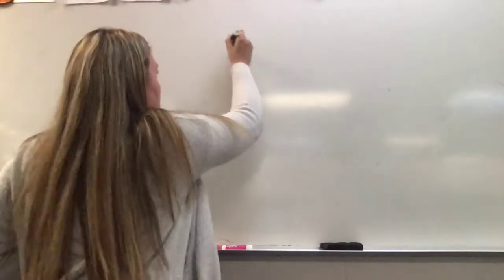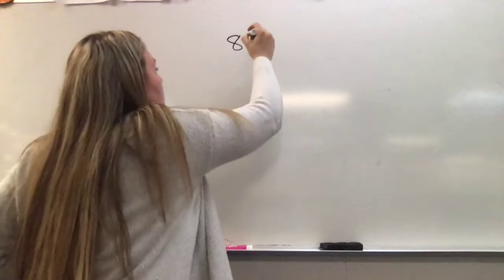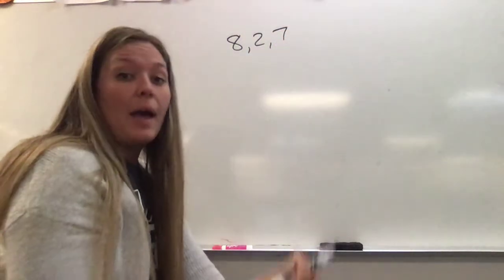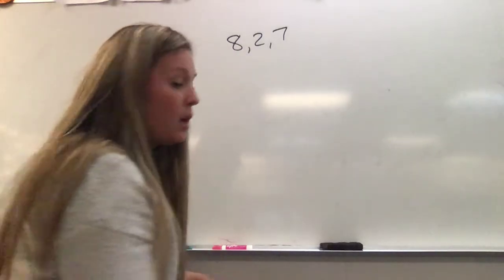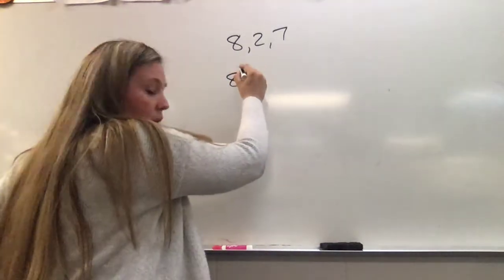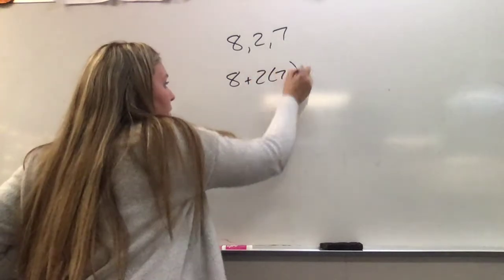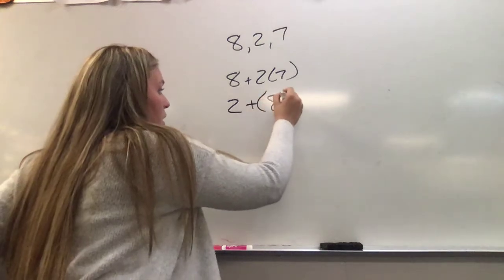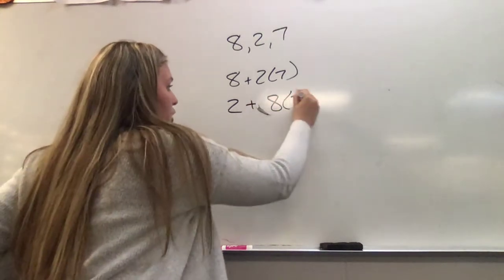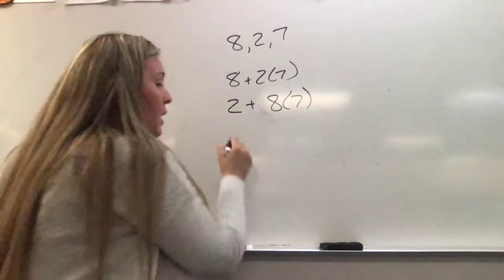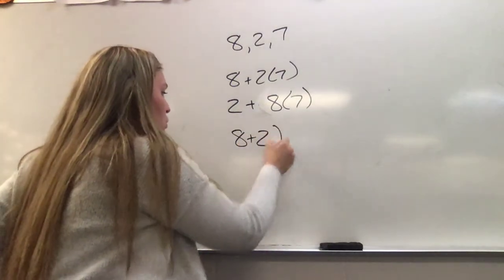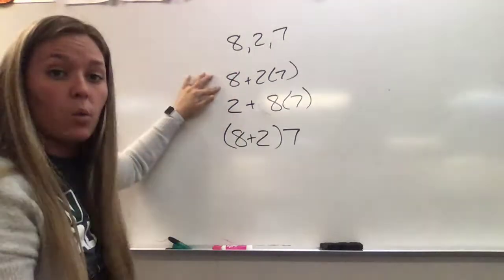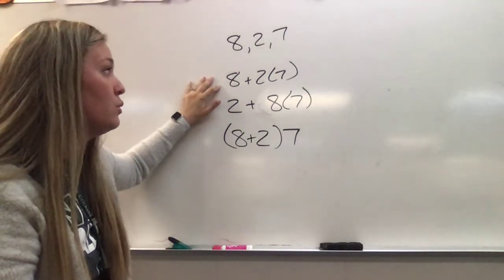We have the numbers 8, 2, and 7. We're going to use multiplication and addition as our 2 operations. Let's say we wrote this expression, 8 plus 2 groups of 7. Let's do 2 plus 8 groups of 7, and 8 plus 2 times 7. So what do we get when we take 8 plus 2 times 7?